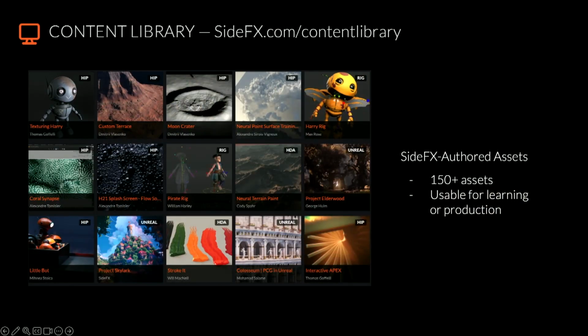The content library has over 150 assets. You can use these for learning, so it's a good way to jump in, go into the network, see how it's been done, see how it's been put together. Generally speaking, our latest demo material will be in there as well, so you'll be able to see the latest features. So check that out.